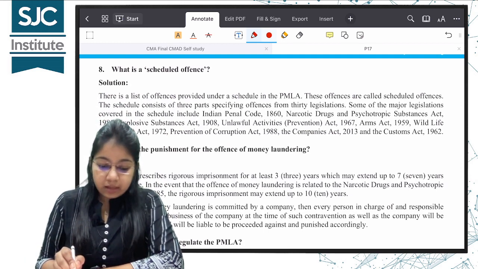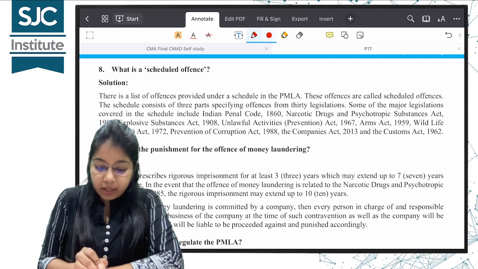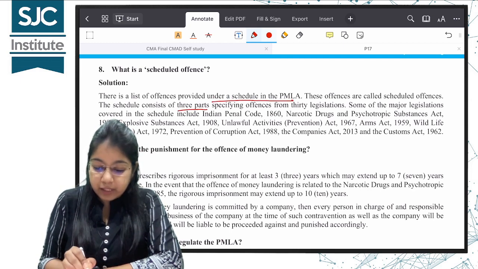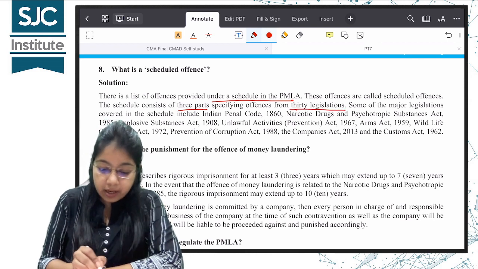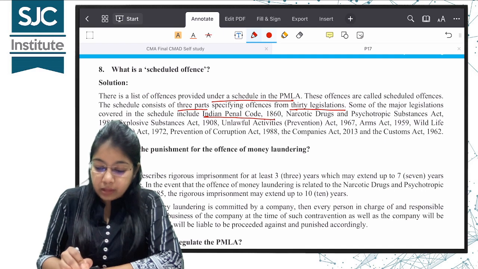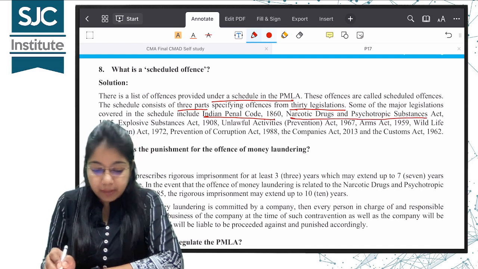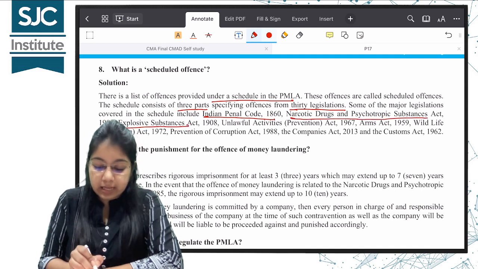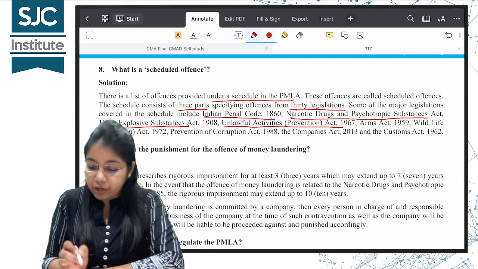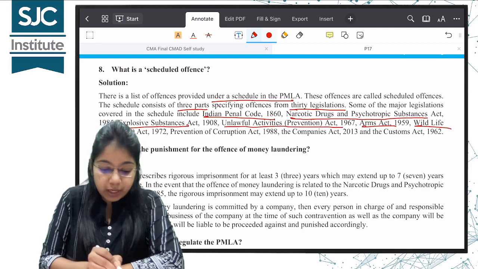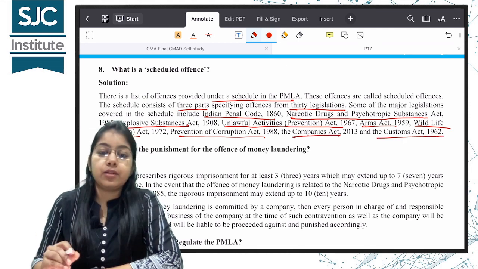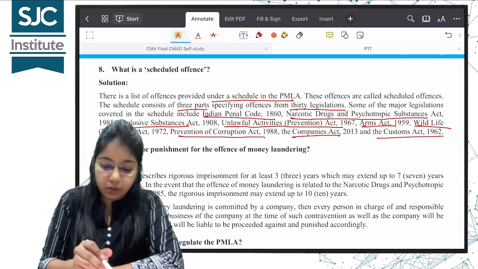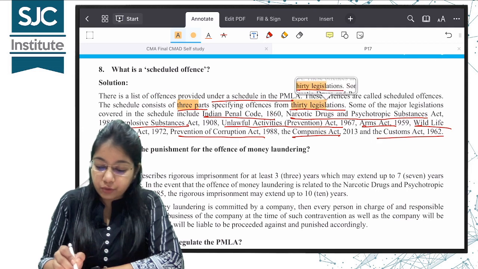These are the list of offences which are specified under a schedule in the PMLA. This schedule consists of 3 parts specifying offences from 30 legislations. Some of the major legislations are Indian Penal Code, Narcotics, Drugs and Psychotropic Substances Act, Explosive Substances Act, Unlawful Activities Prevention Act, Arms Act, Wildlife Protection Act, Prevention of Corruption Act, Companies Act, Customs Act, etc. 30 legislations are included and it has been divided into 3 parts.